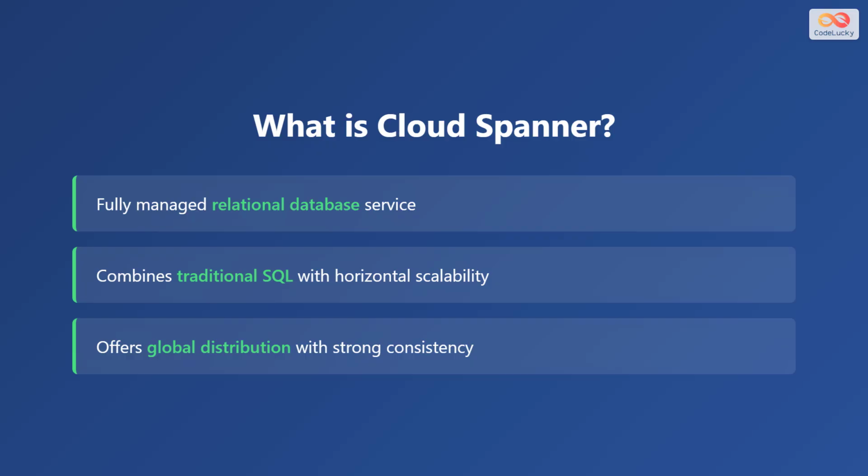Cloud Spanner is a fully managed relational database service, which means Google handles all the infrastructure, maintenance, and scaling for you. It combines the best of both worlds: traditional SQL databases that you're familiar with and the horizontal scalability typically found in NoSQL systems. Most importantly, it offers global distribution while ensuring strong consistency, meaning your data is always accurate across all regions simultaneously.